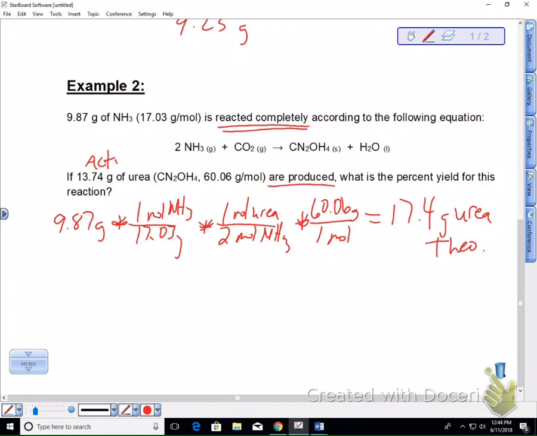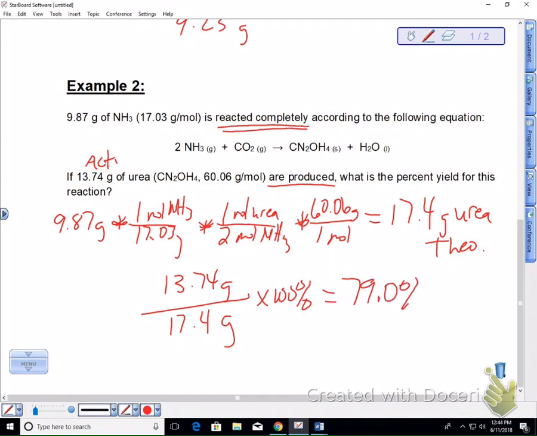Calculate the percent yield now. It's very simple. Let's take the actual yield given to us in the problem, 13.74 grams. Divide that by 17.4 grams of the theoretical yield, convert it into a percent. This reaction had a 79.0% success rate, or percent yield.